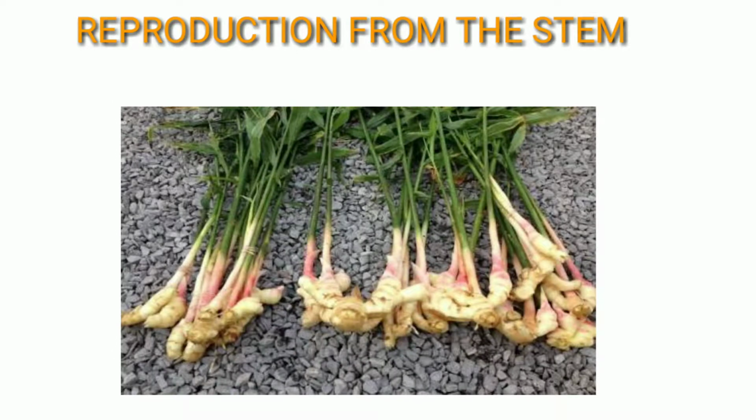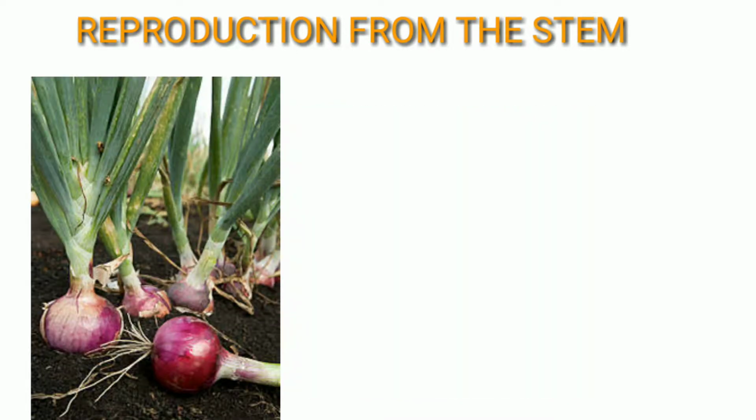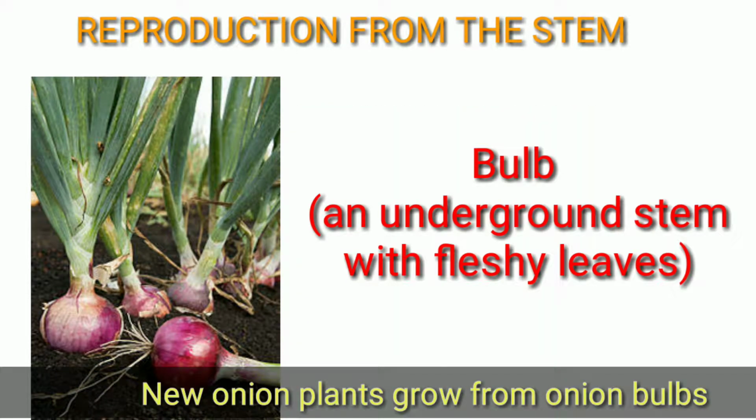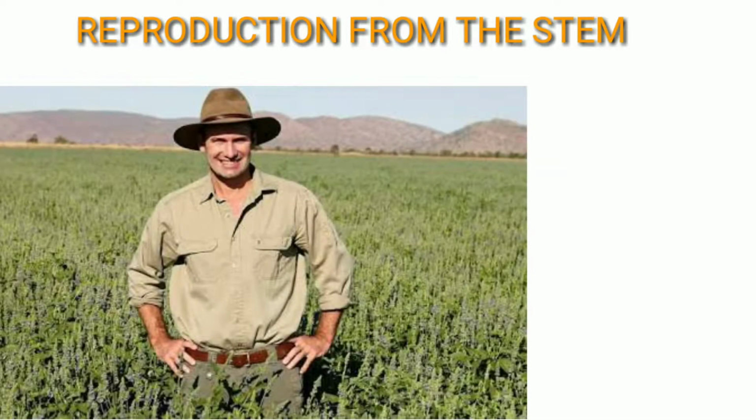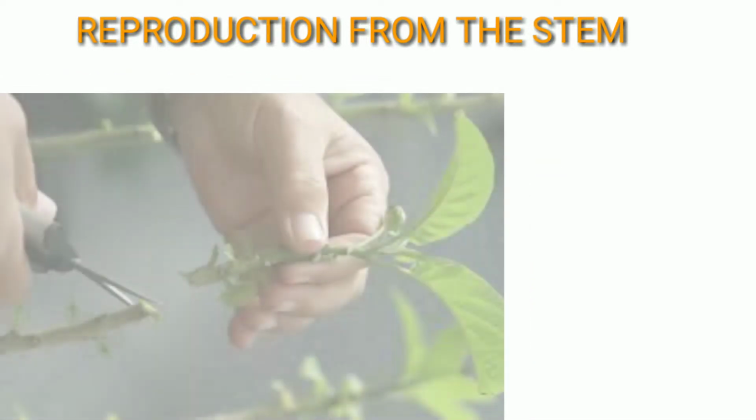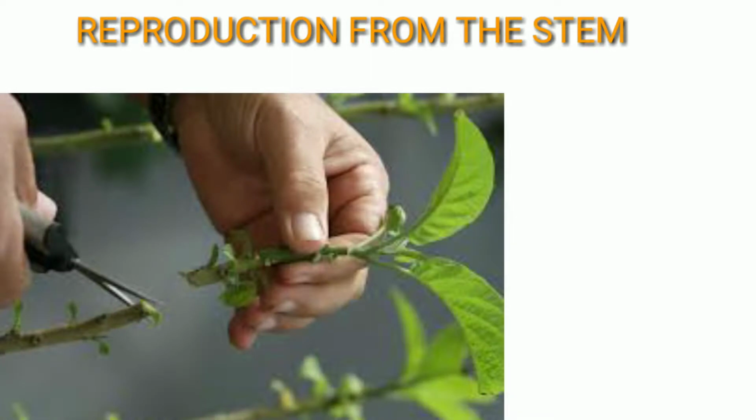The ginger plant grows from buds. The onion is a bulb, an underground stem with fleshy leaves. New plants grow from onion buds. Sometimes farmers and gardeners grow new plants from a piece of stem. These pieces have one or two buds on them and are called stem cuttings.